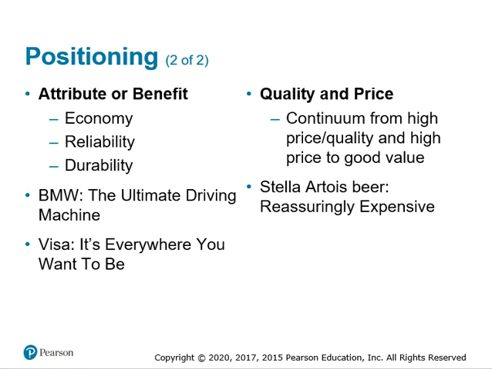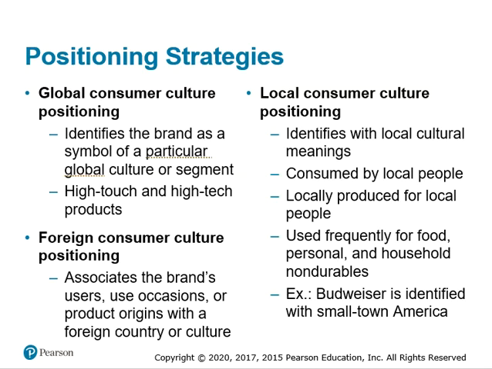So the attribute for a BMW, well-known German vehicle, is that it's the ultimate driving machine. In Visa, it's everywhere you want to be. And that speaks to what they can do. In terms of quality and price, you can go from premier luxury to good value. Stella Artois is making a name for being reassuringly expensive. So it is the best, essentially.